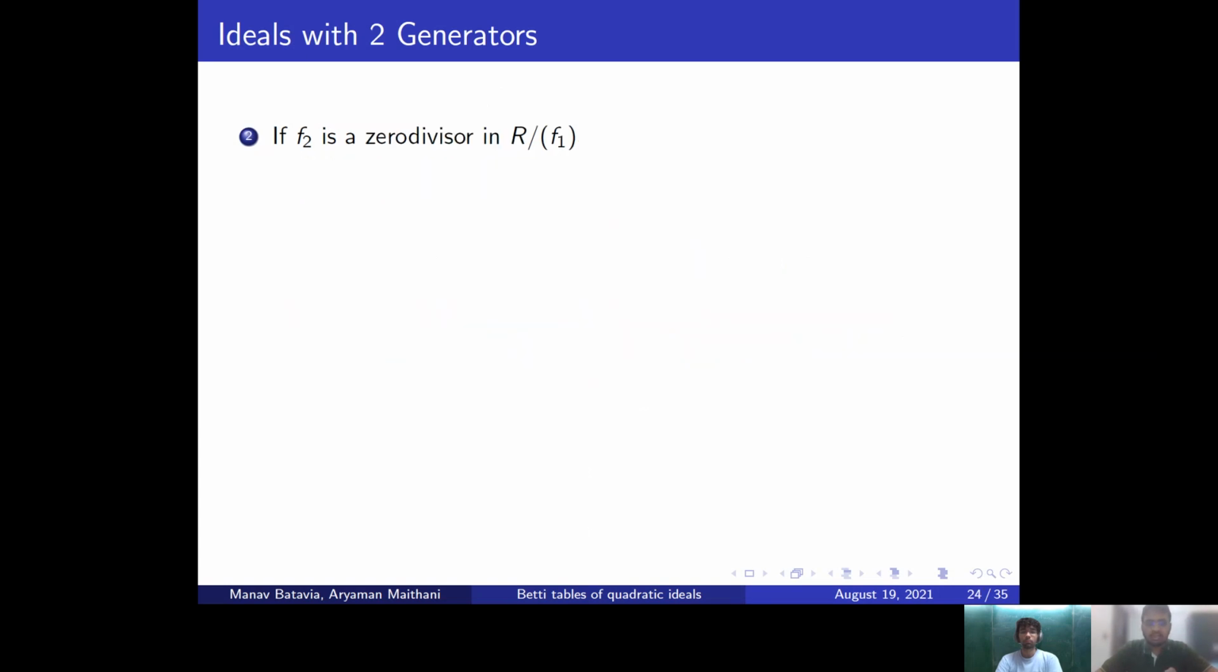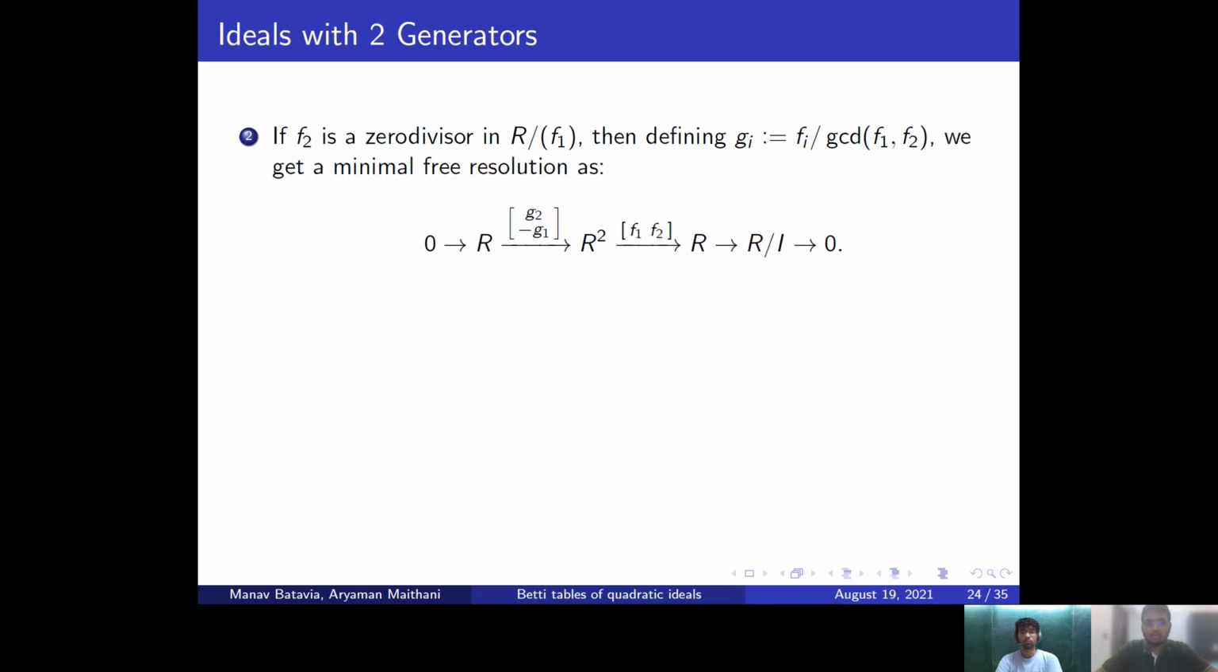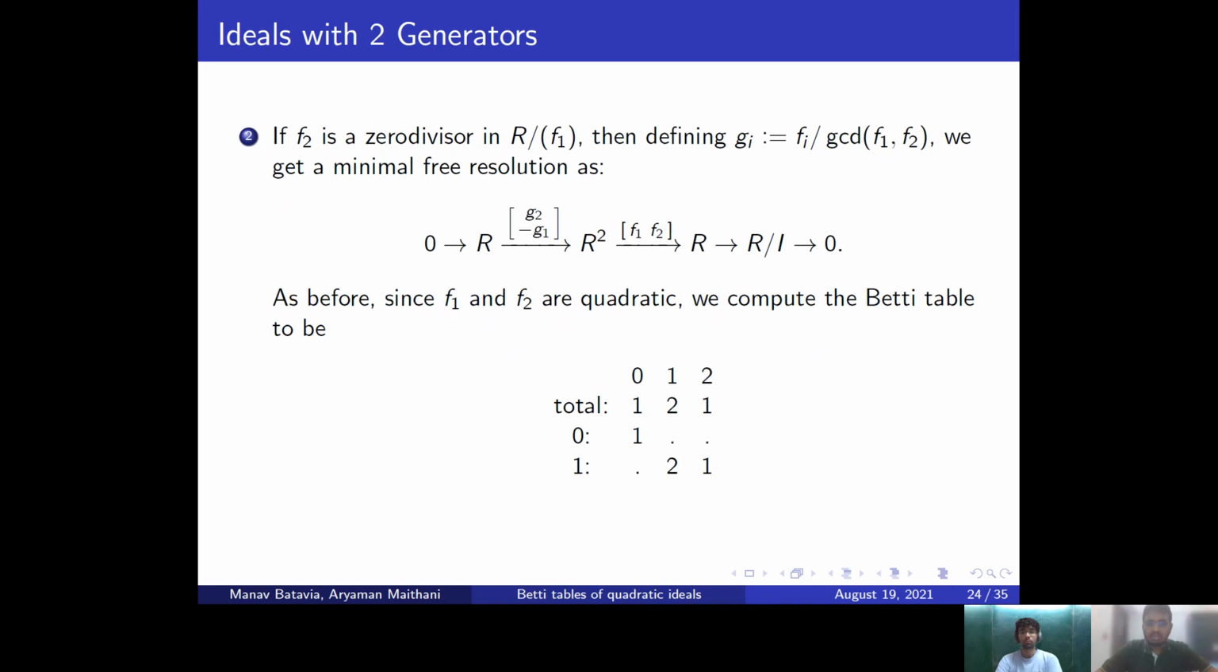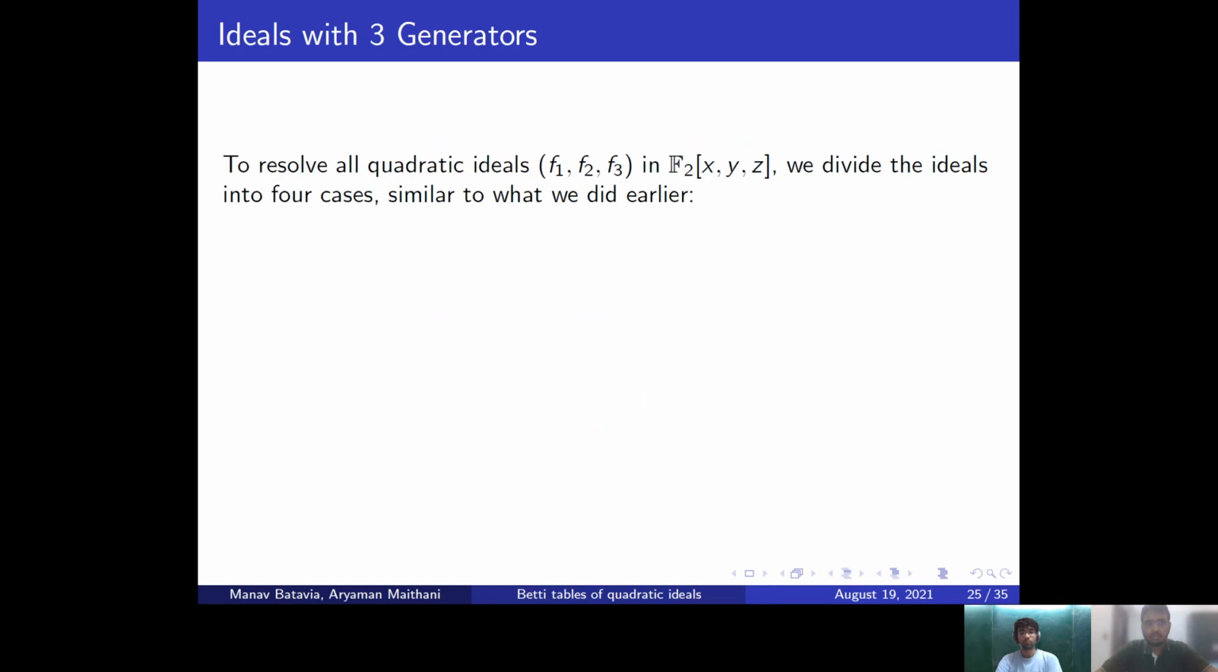The second case which we have is if f2 is a zero divisor in R mod f1. In this case, defining gi as fi upon gcd of f1, f2 for i equal to 1 and 2, we get a minimal free resolution of (f1, f2) as follows. In this case, since f1 and f2 are quadratic, we can compute that the Betti table is exactly this. So as a result, we have resolved all ideals with two generators, as there are only two cases. f2 is either a non-zero divisor in R mod f1 or a zero divisor in R mod f1.